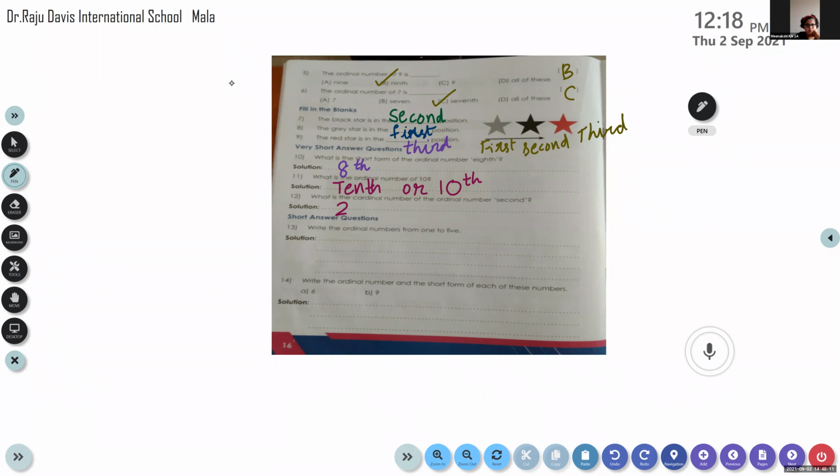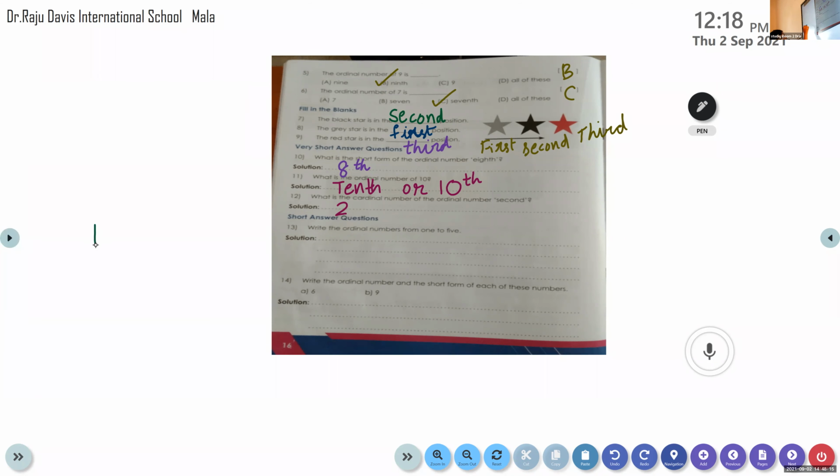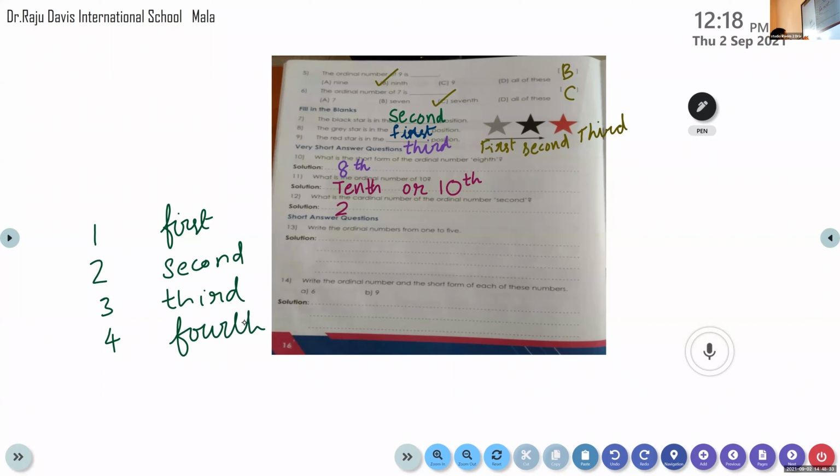See the first one. The number 1 is the cardinal number. Its ordinal number is first. Then 2 is second. And 3 is third. 4 is fourth, and 5 is fifth. Okay? So these are the answers.